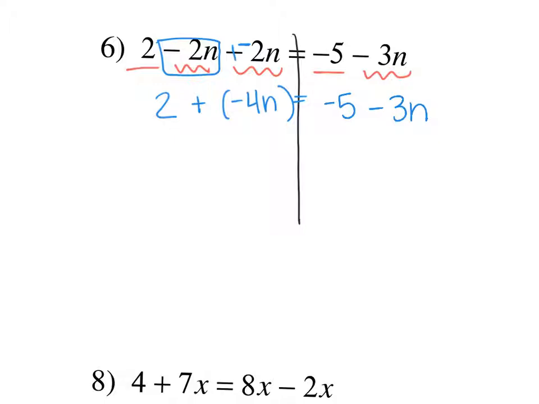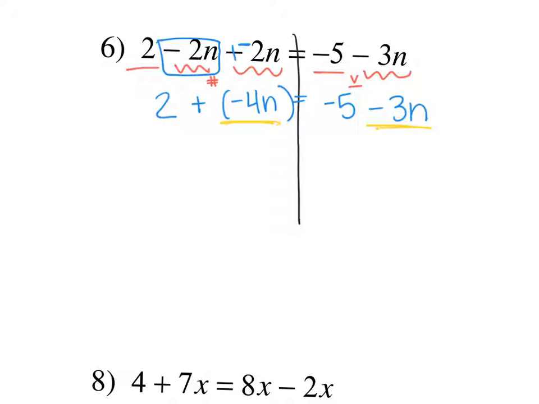Now here comes the tricky part. Picking which side we call our variable side and which side we're going to call our number side. I have -4n and -3n. Remember, I want us to pick the bigger of the two, but when you have negative numbers, so I have a -4n right here and a -3n, technically my -3 is bigger than my -4 because it's closer to 0. So in this case, call it your variable side on the right, your number side on the left.